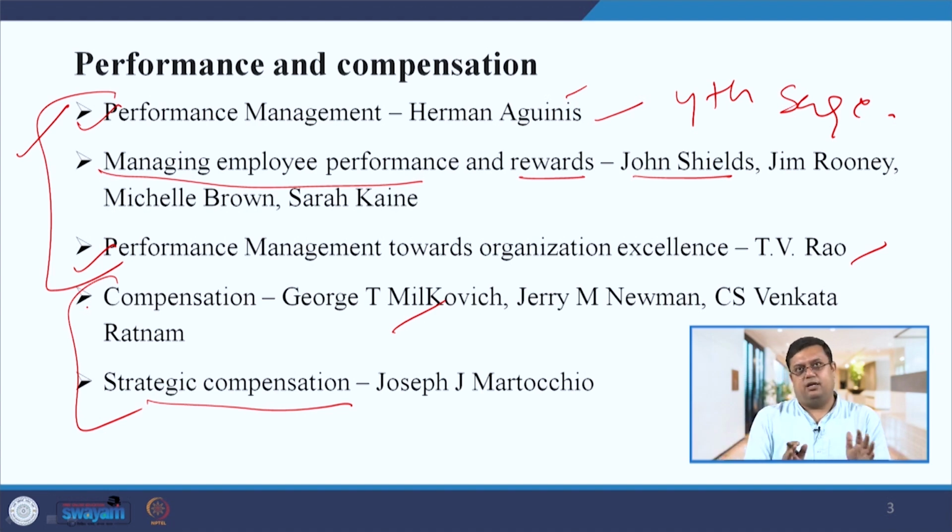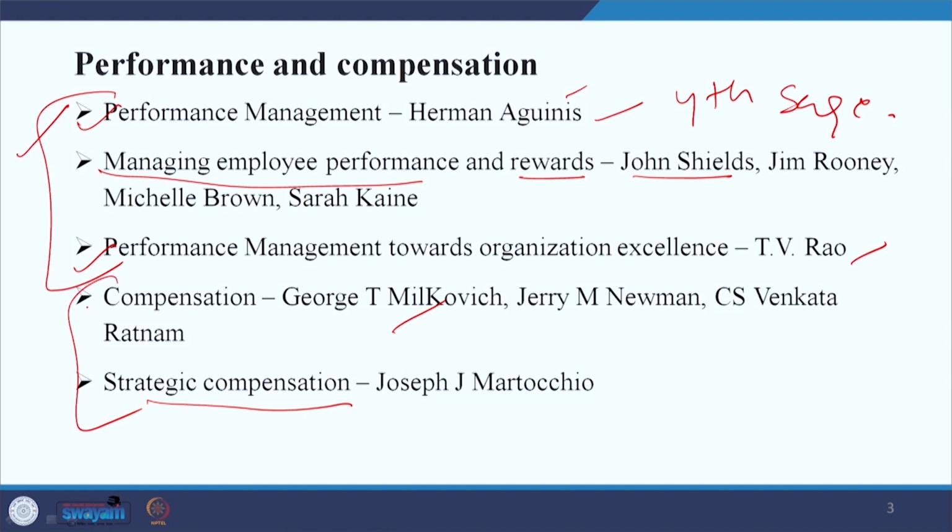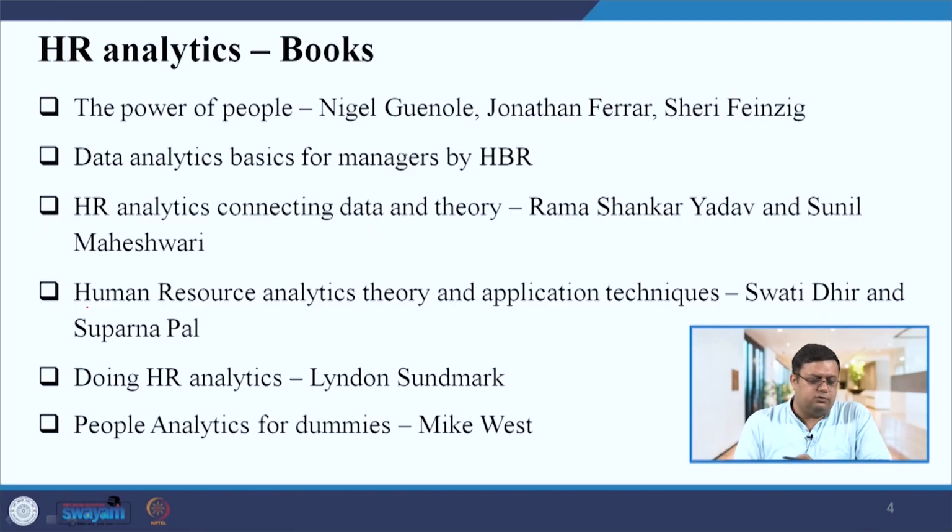So, that is why my request to all managers is: first develop an in-depth understanding related to these functions, right, and then move to the analytics part. For the functions I have discussed, these are the books that I have referred to in this course. If you want, you can also refer to them. For the understanding of HR analytics, right, there are a few books that I have used.